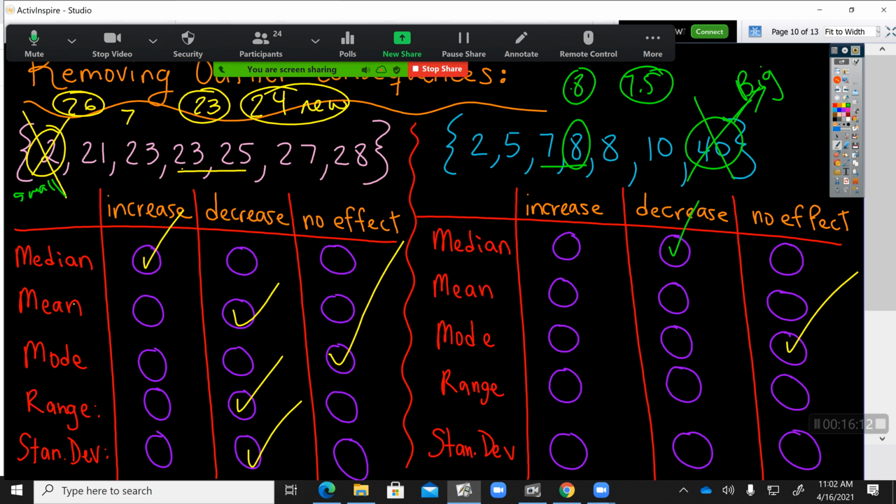Now the mean is going to be similar. If when you remove a small outlier, the mean decreases, when you remove a big outlier, the mean increases.